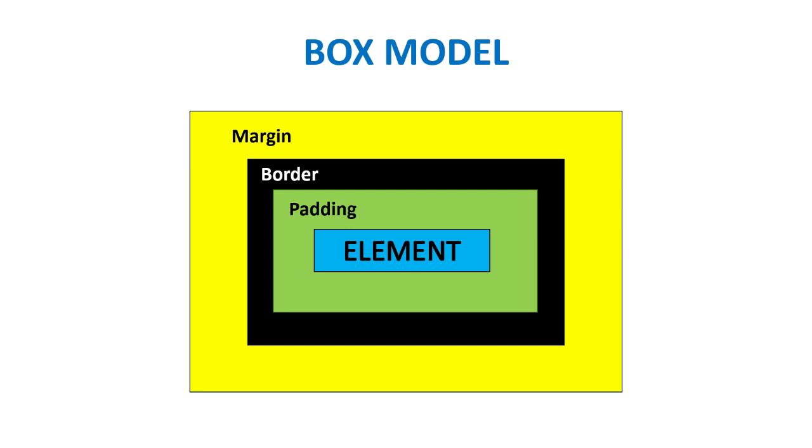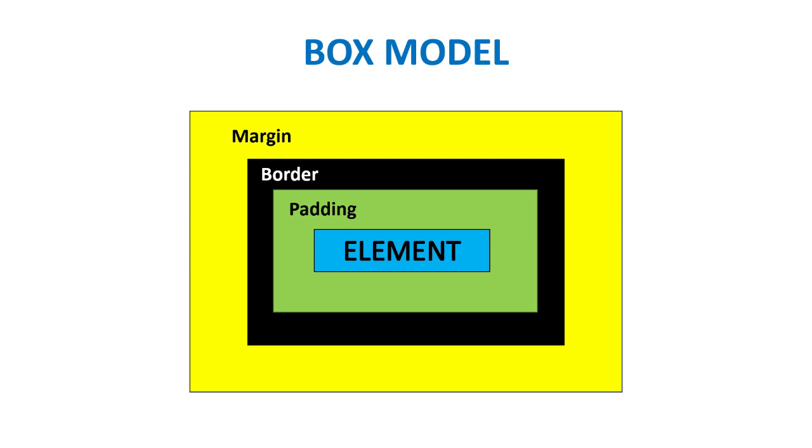Now let's understand box model, one of the most important topics of CSS. Visualize this image shown. If we write any HTML element, the space between its border and element is called padding, and the space outside the border of the element is called margin. It can be increased or decreased through CSS.